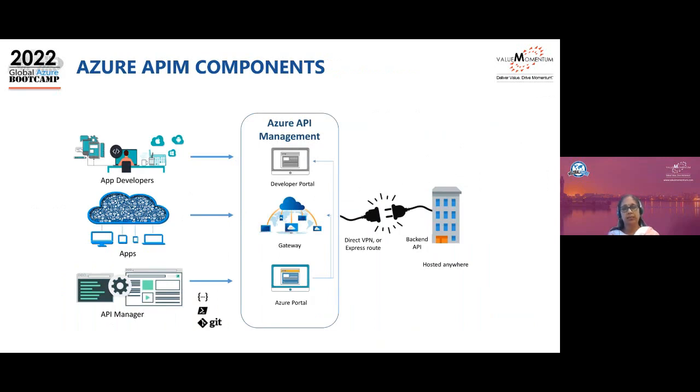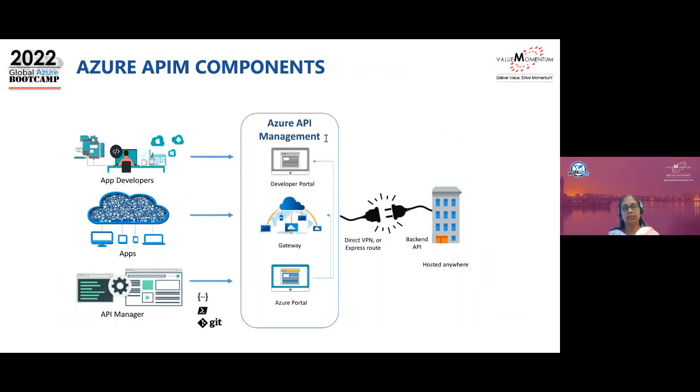Then coming on to API management components, there are three different components. One is the developer portal, gateway, and Azure portal. While we looked at the developer portal, we can read the API documentation through the developer portal.